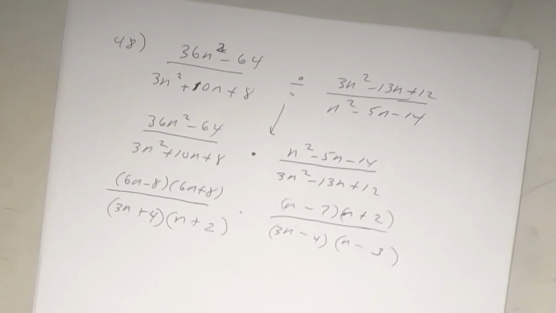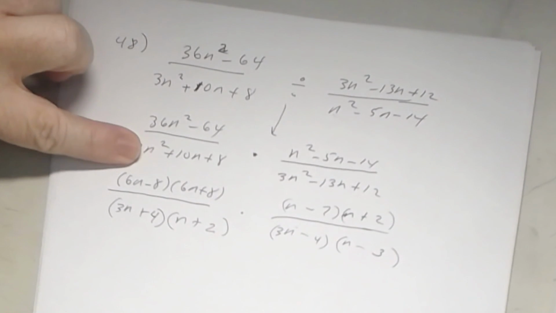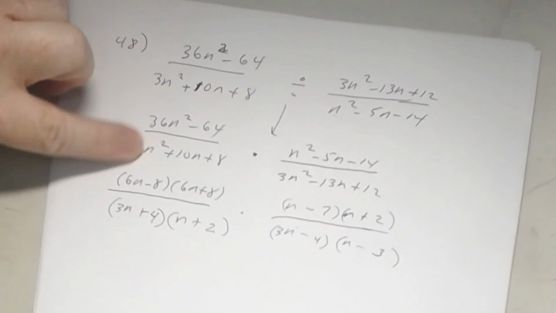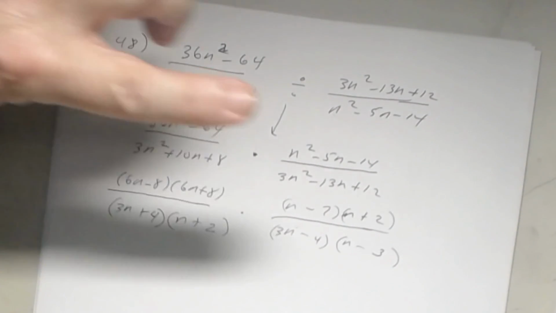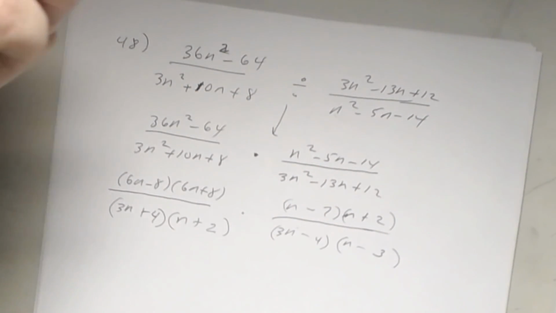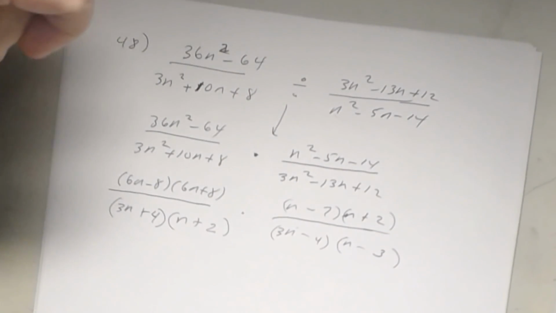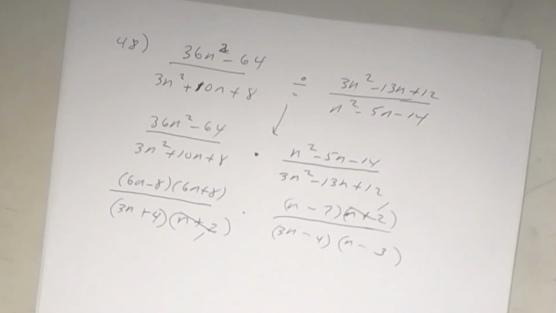All right. Here's what's going to happen. You're going to see how you factored the first numerator. So you're going to say 6n minus 8. Is there a 6n minus 8 in the denominator? No. Then you go to the next one. 6n plus 8. Is there a 6n plus 8 in the denominator? No. N minus 7. Is there n minus 7 in the denominator? No. N plus 2. Is there n plus 2 in the denominator? Yes. So then the answer is going to be 6n minus 8 times 6n plus 8 times n minus 7, all divided by these three things, right?